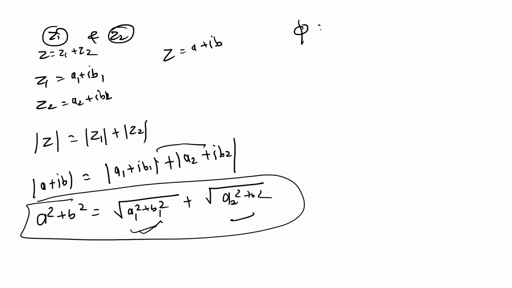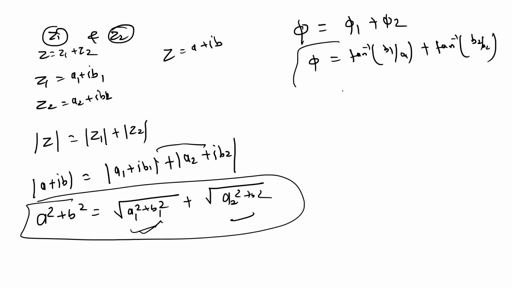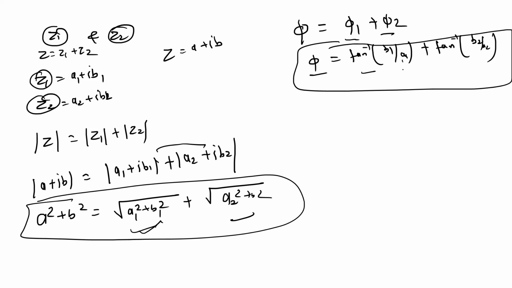So if I want to calculate phi equals phi1 plus phi2, right? Here you can write phi is equal to tan inverse b1 divided by a1 plus tan inverse b2 divided by a2, right? So this will be the phi of the complex number. If you are adding two complex numbers, z1 and z2, then phi will be tan inverse b1 by a1 and tan inverse b2 by a2. So this is some basic stuff regarding complex numbers, right? I hope it is clear to all of you now. This is just a basic thing.